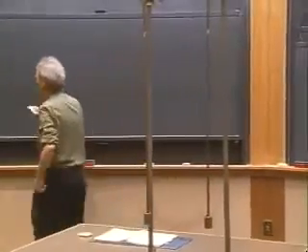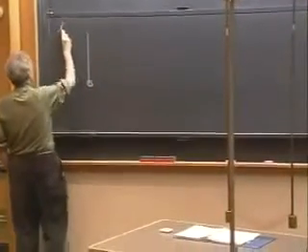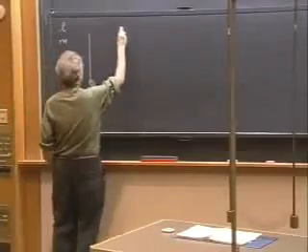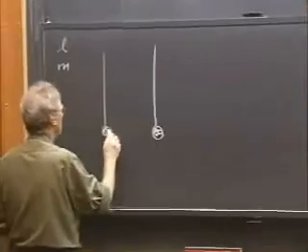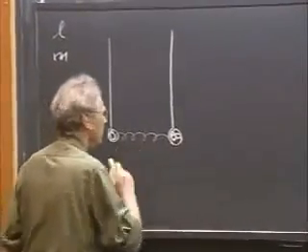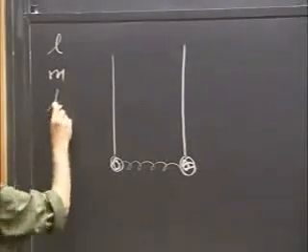Imagine that I have a pendulum, length L, mass m, and I have another pendulum, also mass m, length L, and I connect a spring between them, as you see there. Spring constant K.